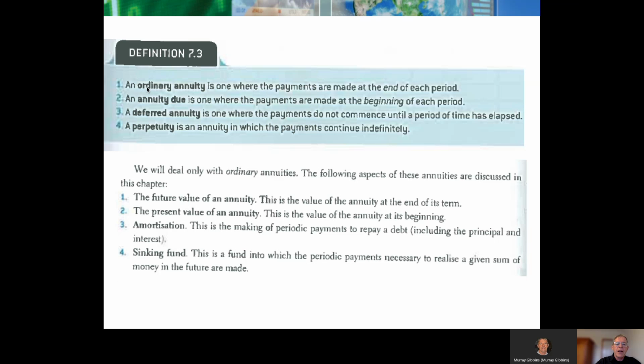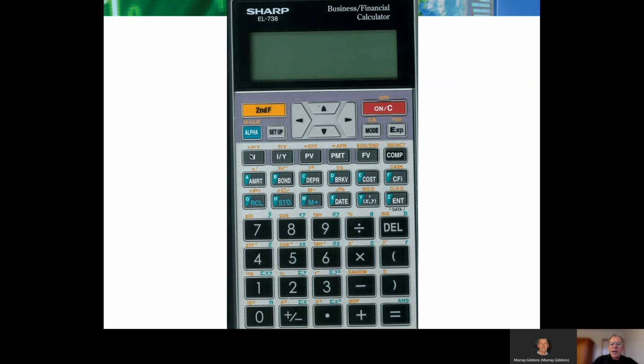We talked earlier about an ordinary annuity is one where payments are at the end of each period. An annuity due is paid at the beginning. Deferred annuity, there's a little trick to solving those, and a perpetual annuity we'll talk about when we get together in class. So that's that little BGN/END button.